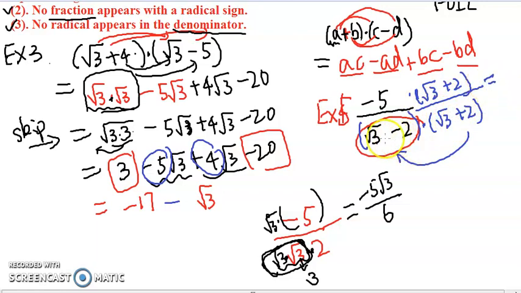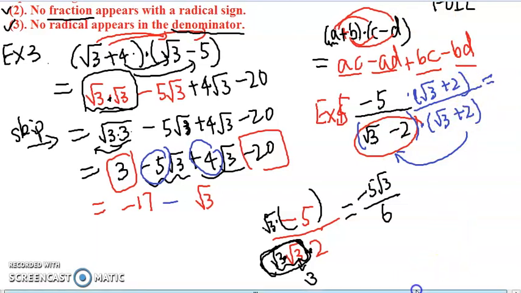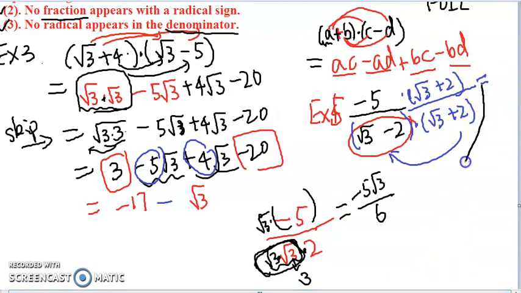Notice on the bottom, it's similar to example 3. You do FOIL or just multiply. So on the bottom, square root of 3 times square root of 3. That gives us 3. So let me put down the answer here. So on the bottom, multiply square root of 3 and square root of 3. As in this example, square root of 3 times square root of 3, that gives us 3.